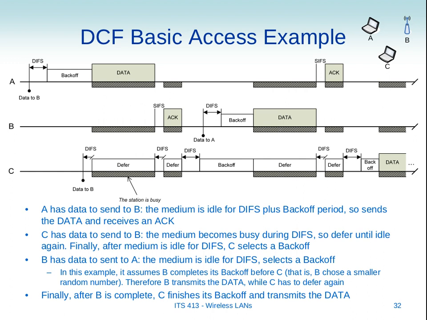I'll just make note here that this is the data frame, and it's 1,341 bytes of data. Now, to show that the medium is busy, I'll just mark on here, because someone's transmitting, the medium is busy during that period of time. So we can see how that impacts upon the other stations.